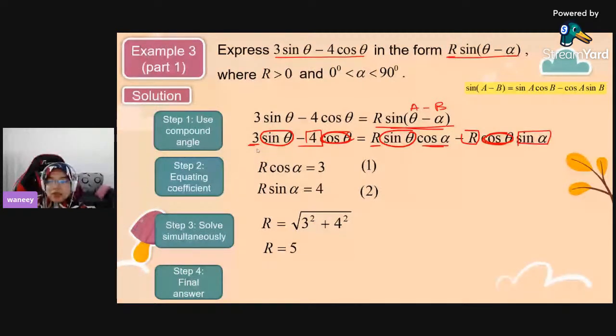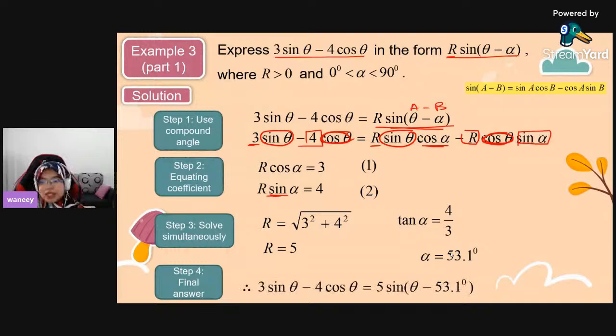And then we need to find out alpha. Check where is sine. Sine is in the second equation, so it should be the second over the first. So tangent alpha is equal to 4 over 3. By using the arctangent, alpha is simply equal to 53.1. And then you need to write down your final answer. So what is the final answer? 3 sine theta minus 4 cos theta is equal to 5 sine (theta minus 53.1). So that is your final answer.